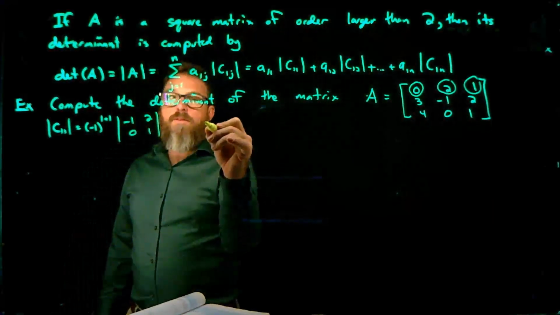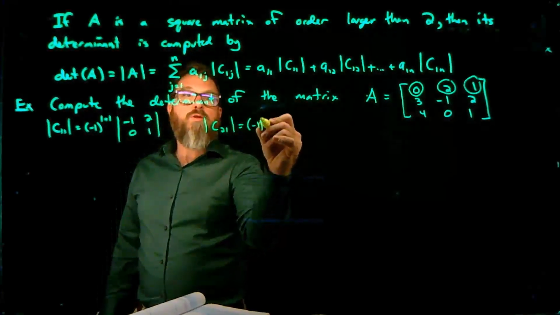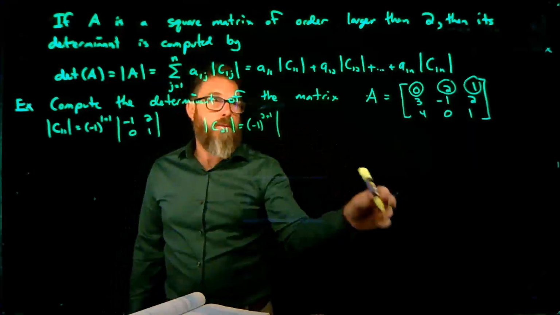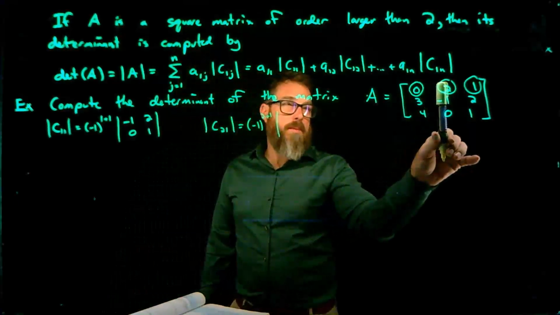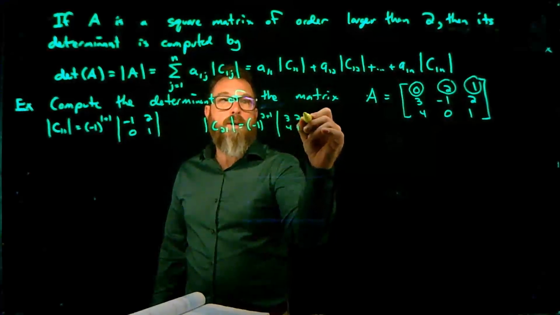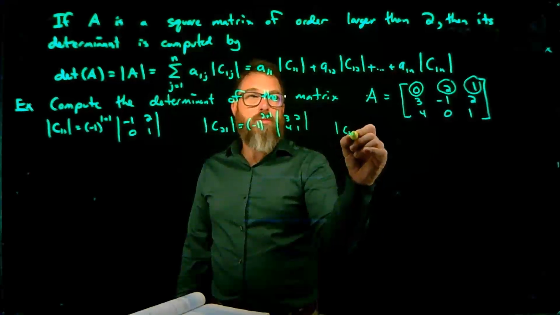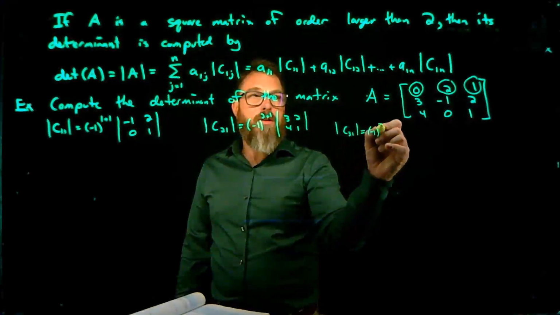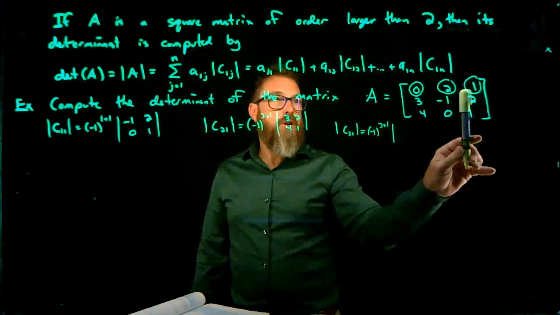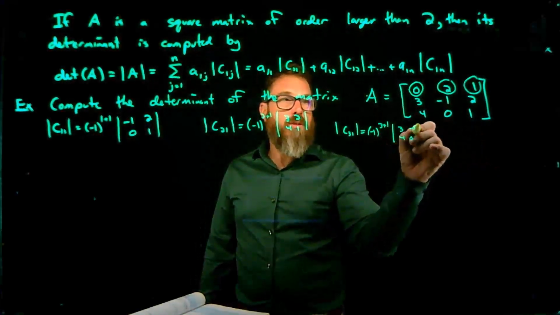So this is going to be determinant of minus 1, 2, 0, 1. Now we're also going to have to find the determinant of C21. So this is going to be minus 1 to the 2 plus 1 times the determinant. Again, that top row is going to go away. That middle column is going to go away. So 3, 2, 4, 1. And then finally, I'm going to have to find the determinant of C31. So this is going to be minus 1 to the 3 plus 1. Then the determinant, cover up that column. So 3, minus 1, 4, 0.